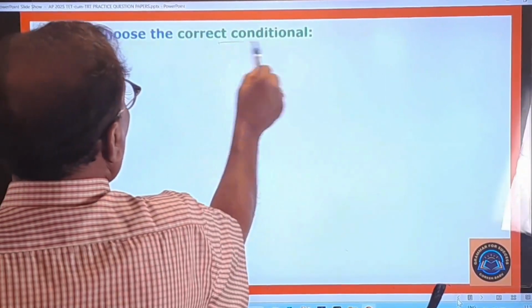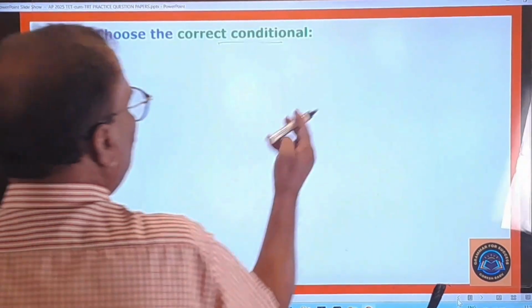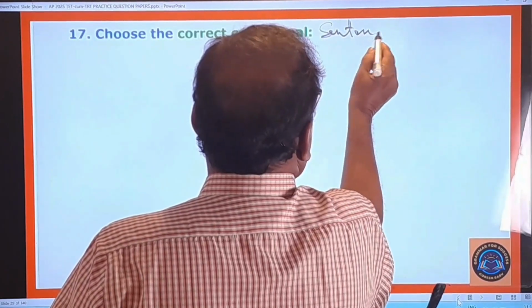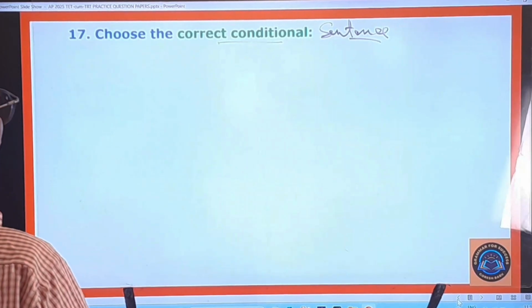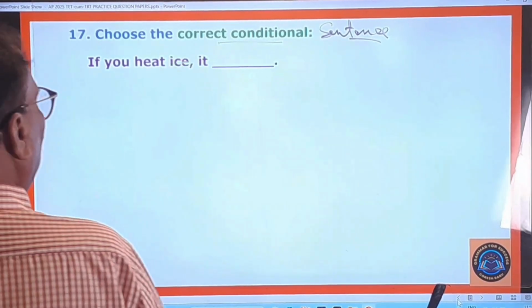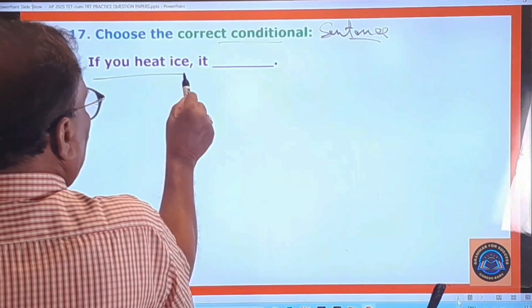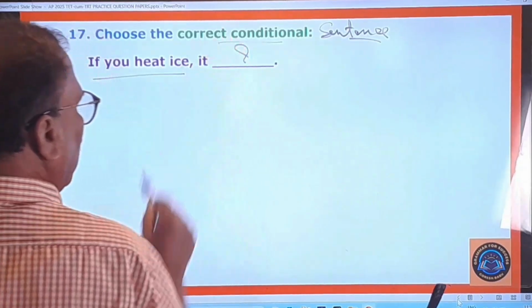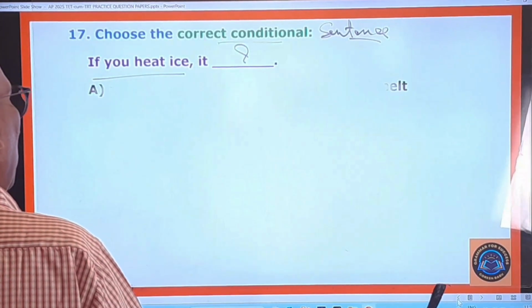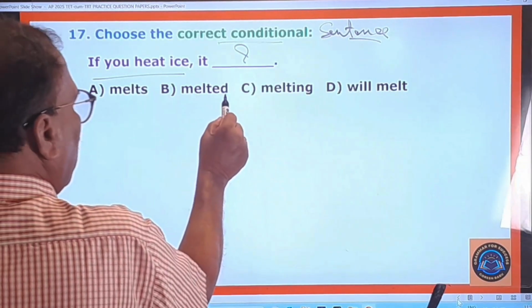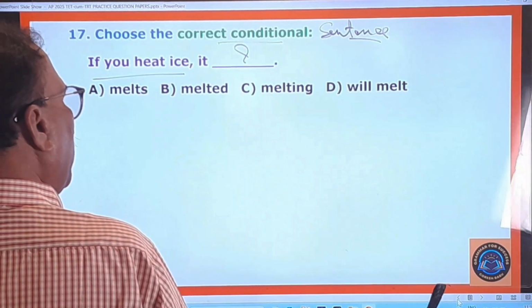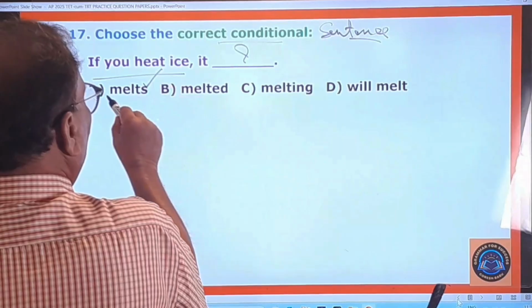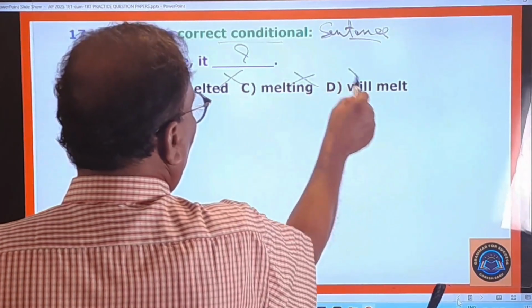17th question. Choose the correct conditional. Conditional means conditional sentence. That is the complete meaning. Here you pay attention. What question is given here? If you heat ice, it dash. Some blank is given here. What are the options given? Melts, melted, melting, will melt. So now what is the right one? Only the first one is the right one, not the second, third, or fourth.